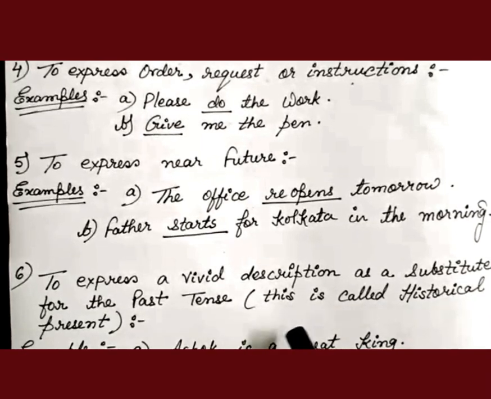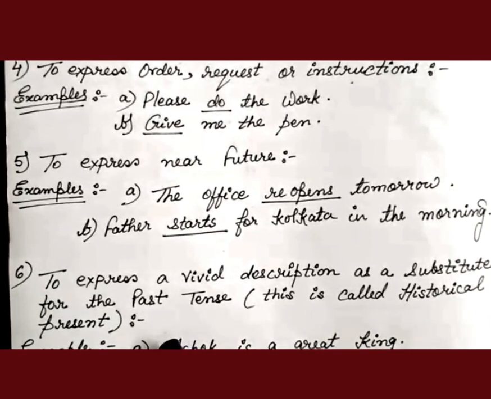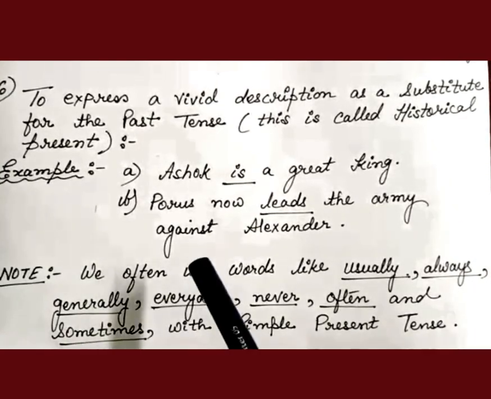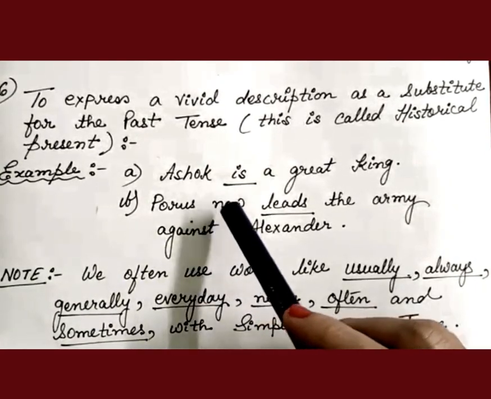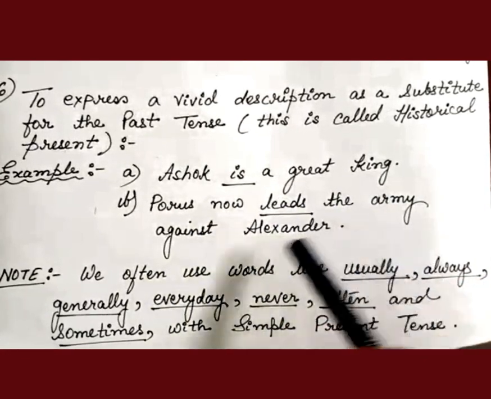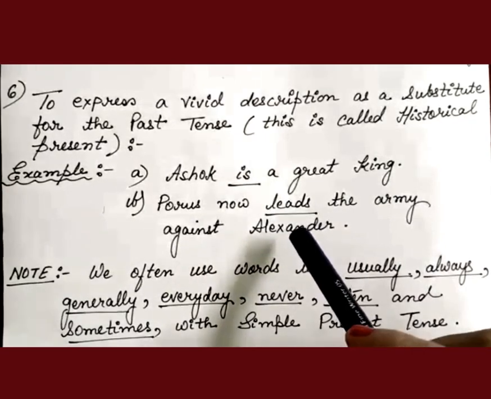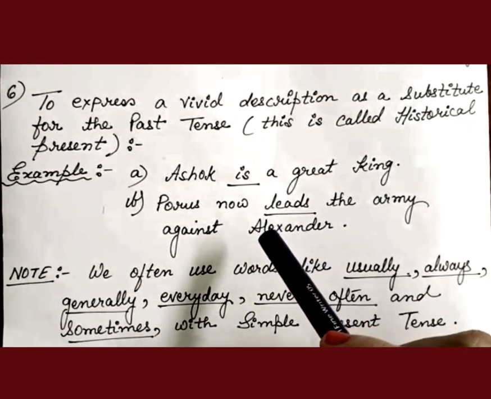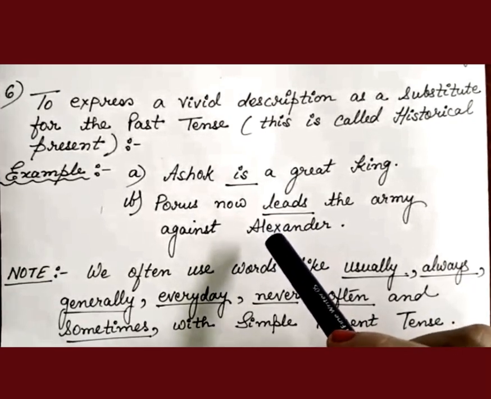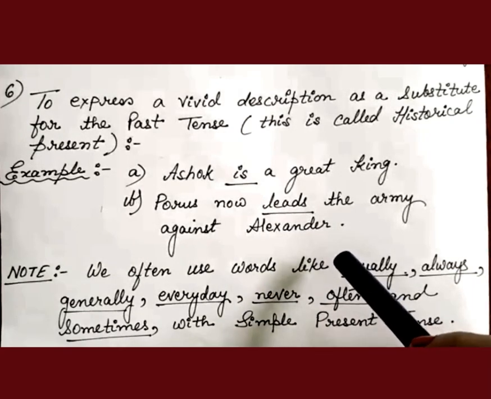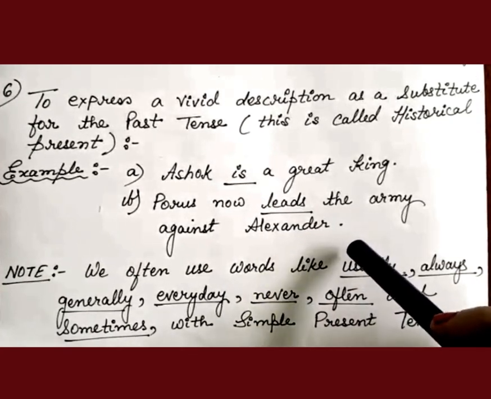Now, simple present tense also is used to express a vivid description as a substitute for the past tense, that is called historical present. Let's see the following examples. Ashoka is a great king. Porus now leads the army against Alexander. So these examples show how simple present tense can be used to express a vivid description as a substitute for the past tense, also called historical present.